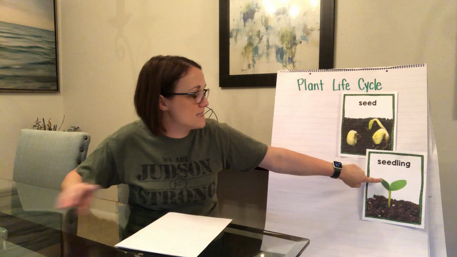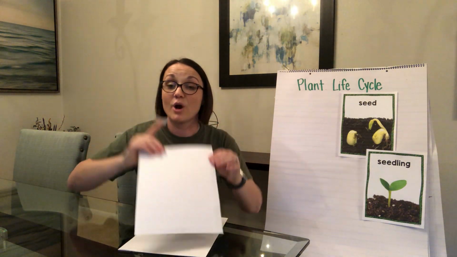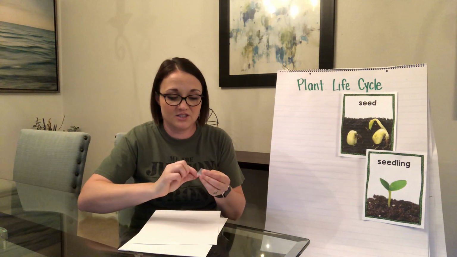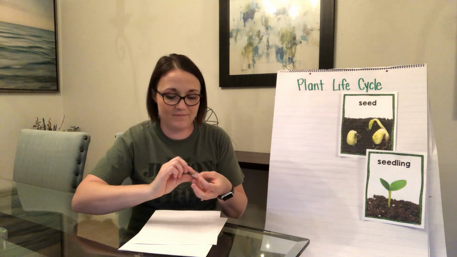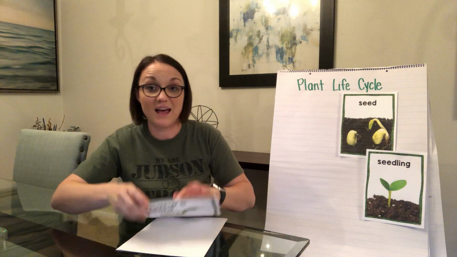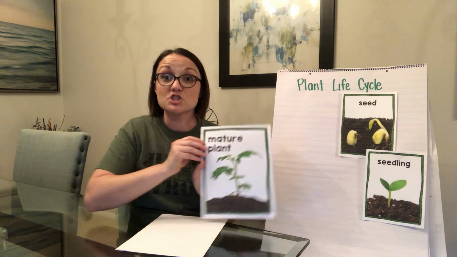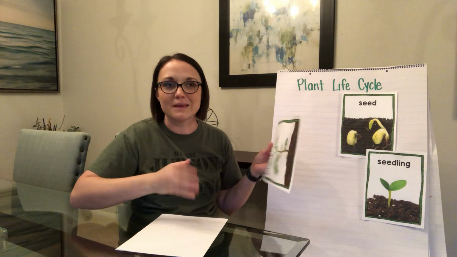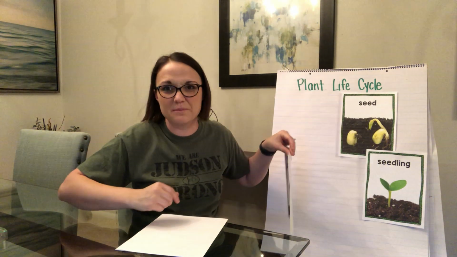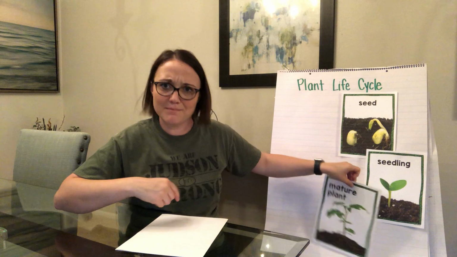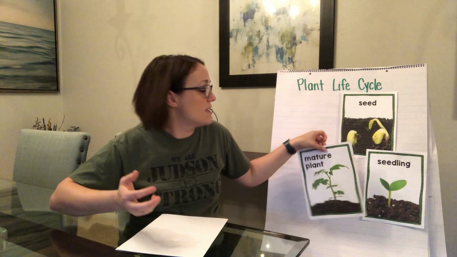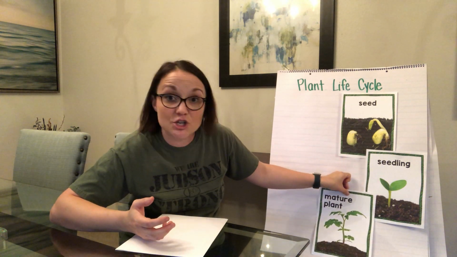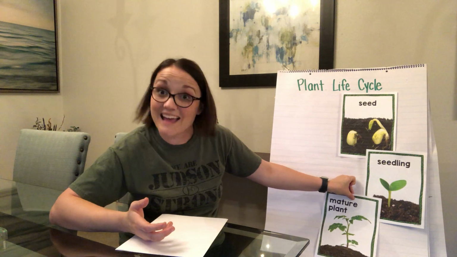So a seed becomes a seedling, and the seedling grows and grows and grows, just like children grow and grow and grow. And the seedling becomes a mature plant, okay? Now the word mature means grown up, right? You might hear somebody say, oh, you're acting very mature, because you're acting very grown up. So a seedling becomes a mature plant, which is like an adult plant.